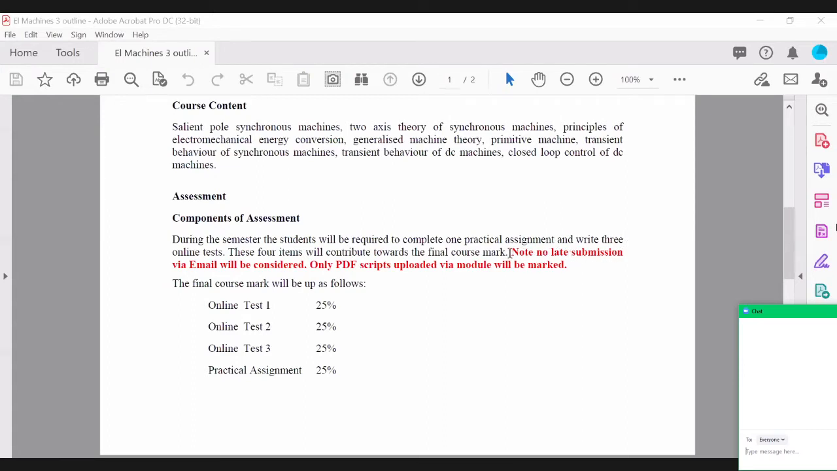Okay. So I've highlighted this in red. Just be very careful when you're writing your test online. I will not accept any late submission via email. So only your PDF scripts that are uploaded via Moodle will be marked. So just take note of that.